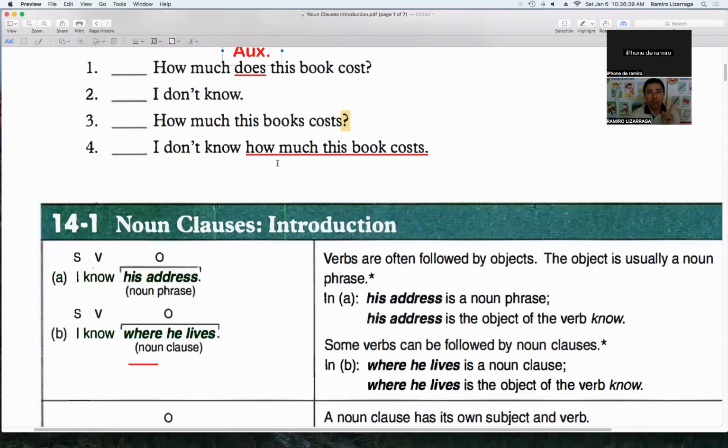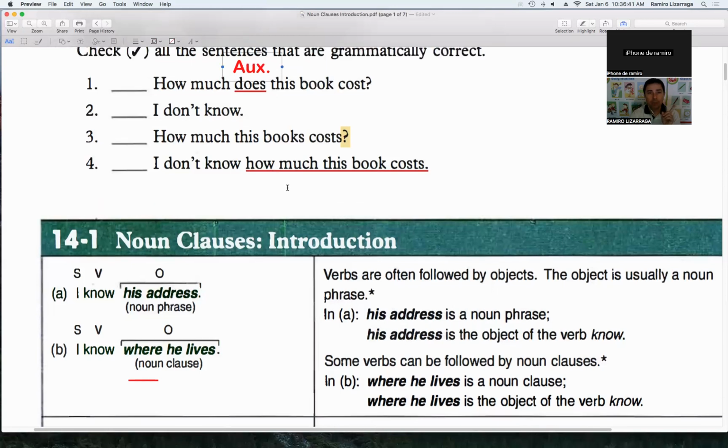Y aquí ya lo vimos cuando comparamos estas oraciones, ¿sí? Obviamente que el mismo question mark nos dice que es una pregunta. Pero fíjense cómo aquí nos pusieron esta trampa. Nos pusieron un question mark, pero no es pregunta, ¿sí? Nos pusieron un question mark aquí en la número 3, pero no es pregunta. A pesar de que se puso un question mark, no es pregunta. ¿Por qué? ¿Qué le falta? Le falta el auxiliar, ¿sí?